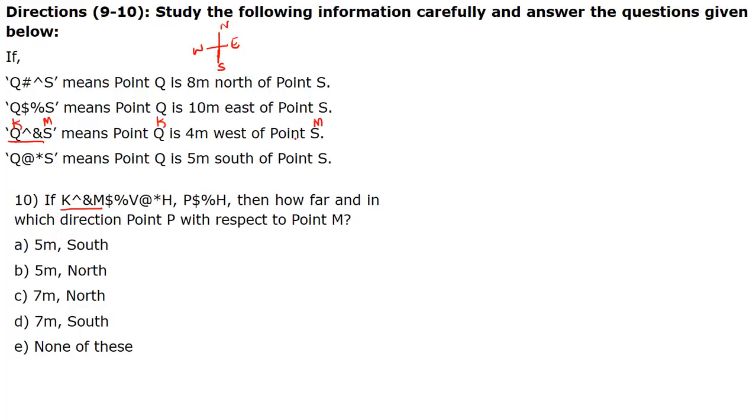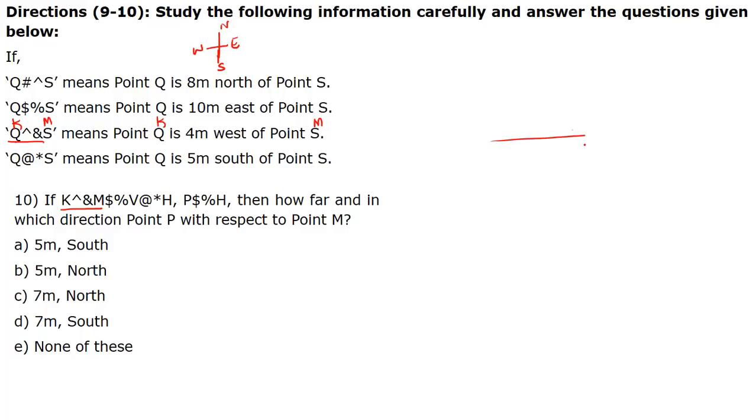Now what does this mean? K is 4 meters to the west of point M. Point M's west would be this. If I put M here, point M's west would be this. So this is 4 meters, right? So K has to be placed here. I hope you got it. Let me put it properly.